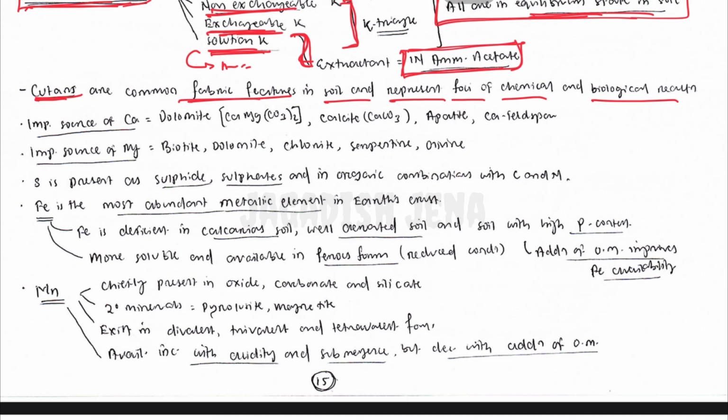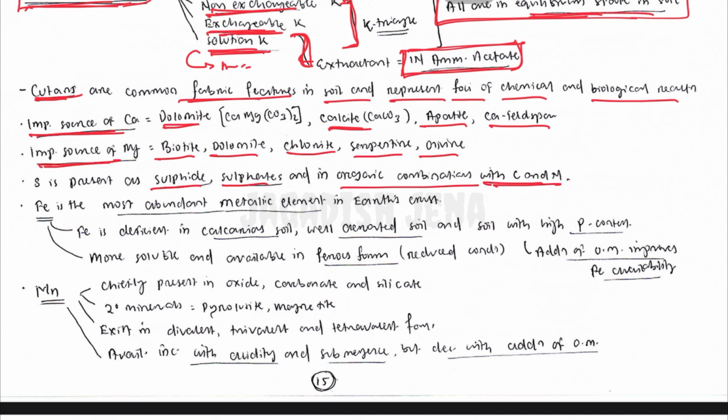Important sources of calcium: calcium is a secondary macronutrient, and important sources of calcium are dolomite, that is calcium magnesium carbonate, calcite, that is calcium carbonate, apatite, and calcium feldspar. These are important sources of calcium. Important sources of magnesium are biotite, dolomite, chlorite, serpentine, and olivine. These are important sources of magnesium. Sulfur is present as sulfide, sulfates, and in organic combination with carbon and nitrogen.